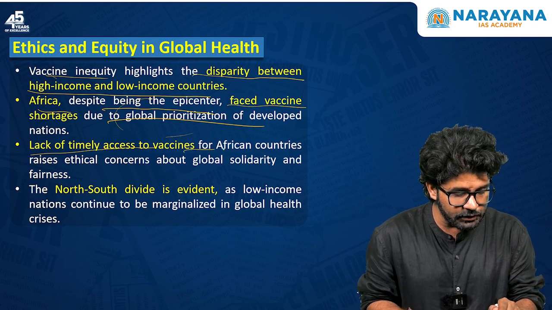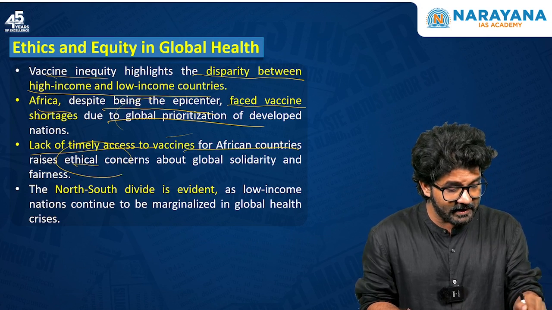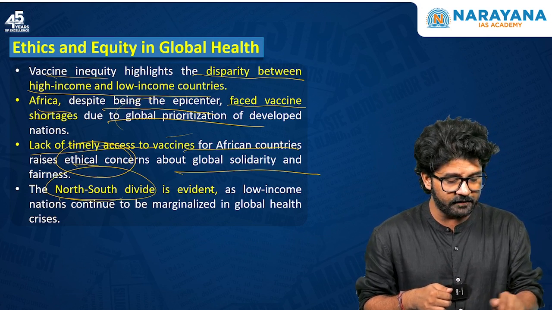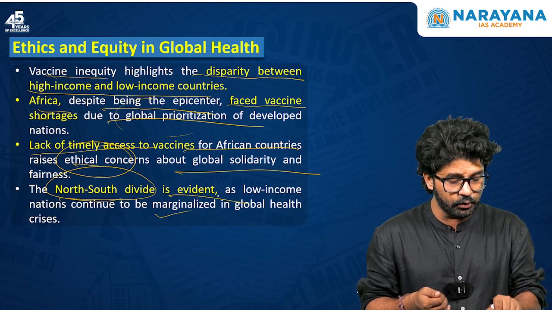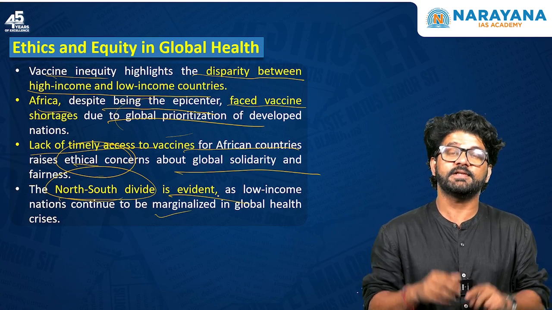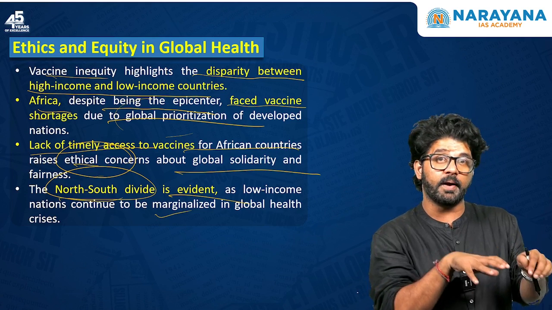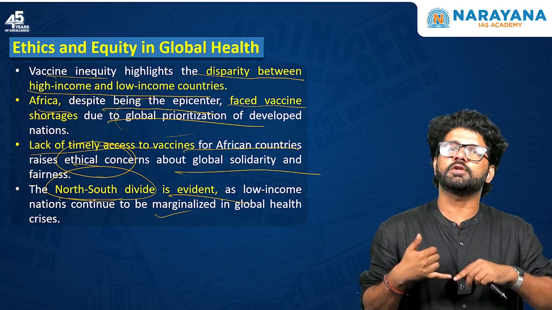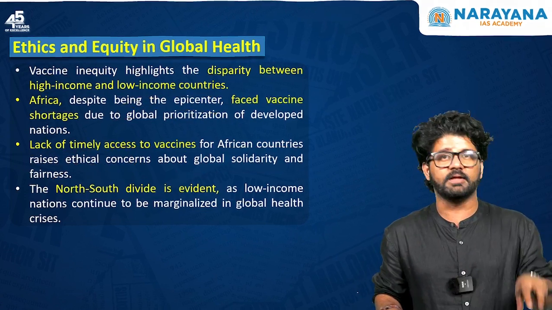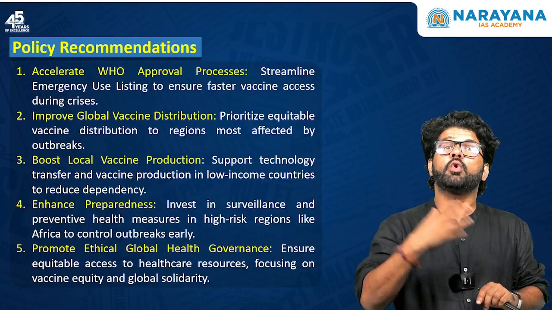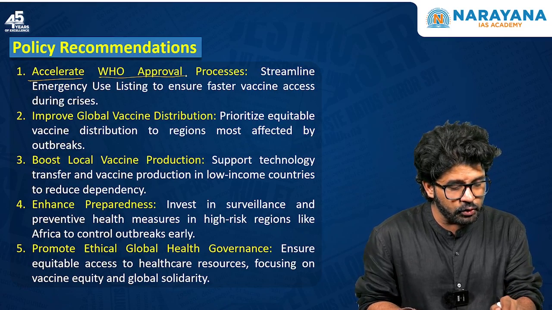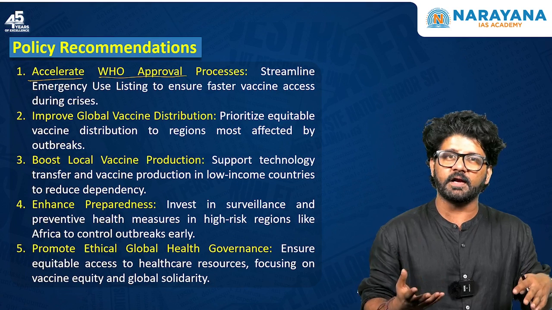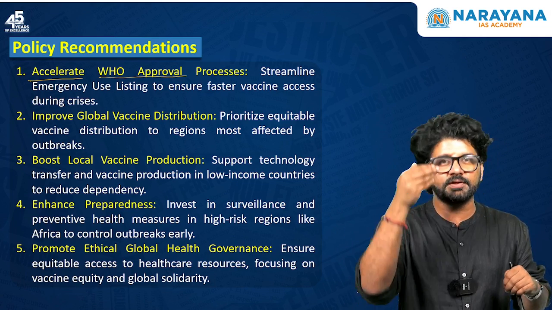Lack of timely access to vaccines for African countries raises ethical concerns about global solidarity and fairness. And the North-South divide is evident as low-income nations continue to be marginalized in global health crises, and this has to be sorted out by WHO. That is the basic purpose of WHO, to bridge this North-South divide, and they're not doing it, especially in this particular mpox case. So what should they actually do? Accelerate WHO approval processes. You are taking too much time. People are dying. People are suffering in Africa. So accelerate this whole approval process, WHO.